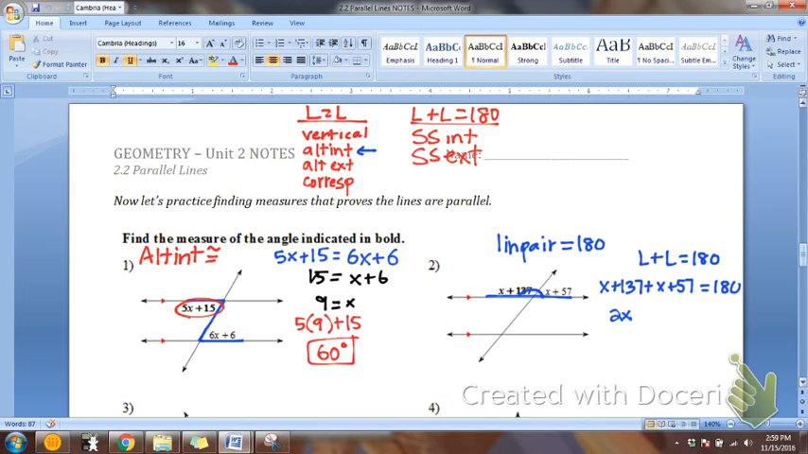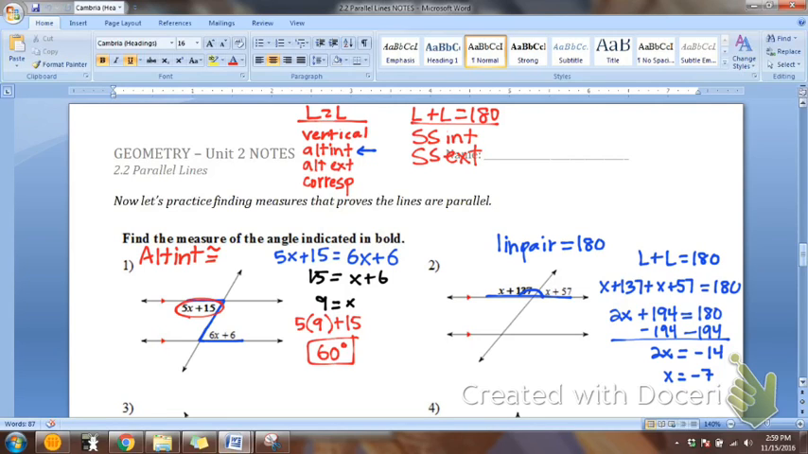194? Okay, that's what she said. So then we're going to subtract 194 from both sides. 2x equals, 180 minus 194 should be negative 14. So divide by 2, so x is negative 7.